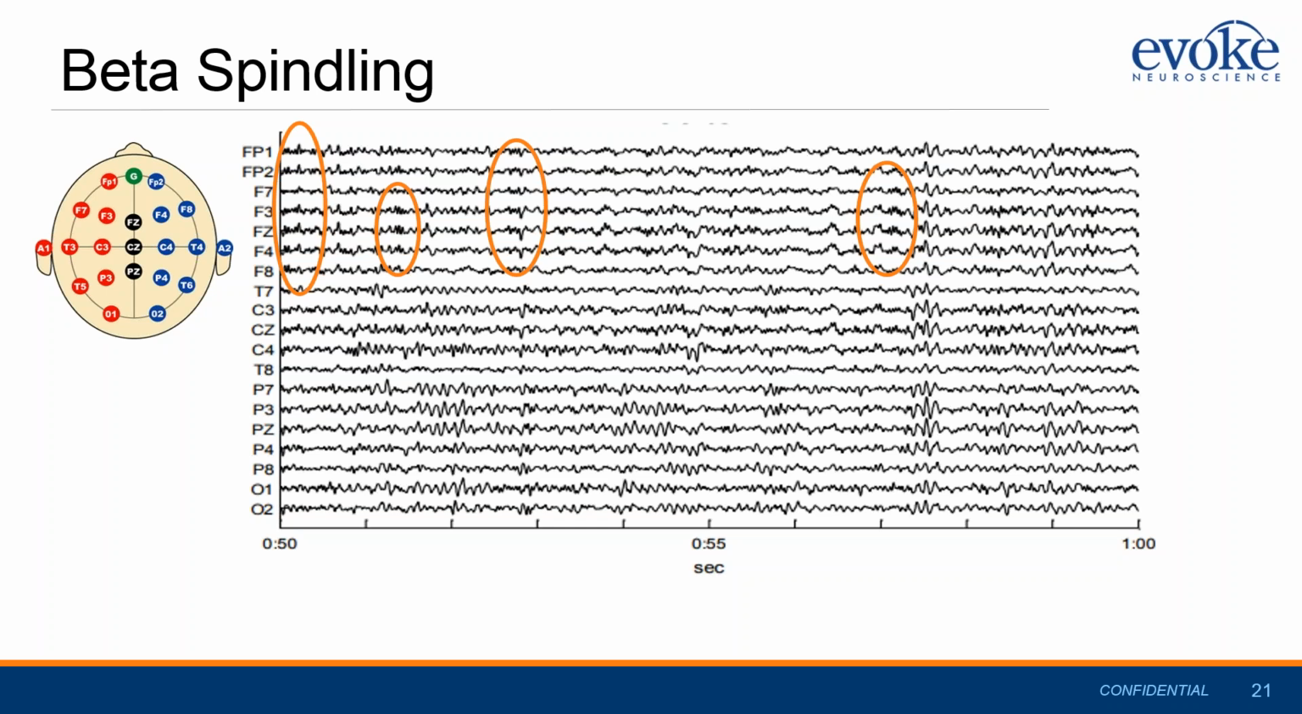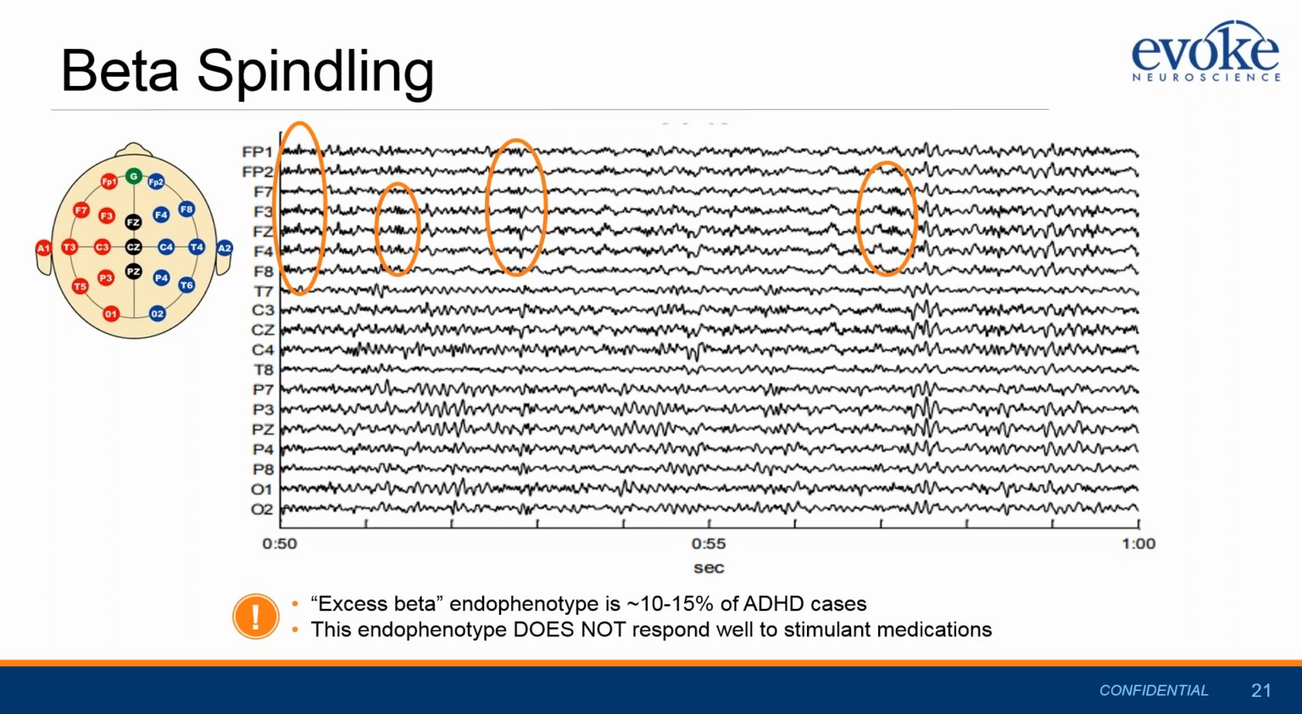And usually our excess beta ADHD subtype comes along with beta spindling, just like our excess theta usually comes along with a high theta-beta ratio. Now, something to note, this excess beta subtype is a small percentage of ADHD cases, but 10 to 15% will still occur. And it's important to keep an eye out for this because this endotype does not respond well to stimulant medication. So these patients with ADHD of the beta type typically won't respond well to stimulants. It's not going to alleviate any of their symptoms, and a different approach would probably be better, something like neurofeedback.